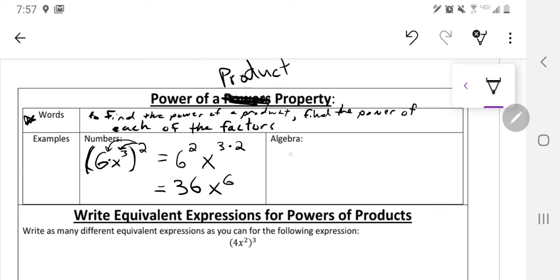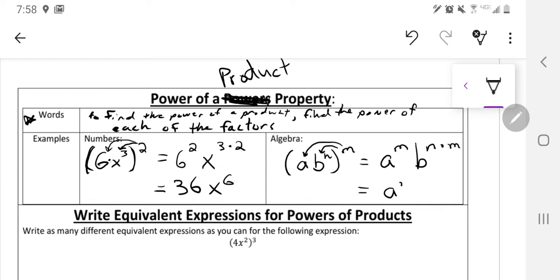Now let's look at some algebra here. Let's say we have a product. Let's call it a times b, and the b has an n for an exponent, and on the outside we have an m. All right, that m has to be taken to the first factor and to the second factor. So we get a to the m. And then what happens with that n and the m? The power to a power rule says we multiply the exponents. So we get a to the m, b to the nm. All right? There we go. So that's the general product.